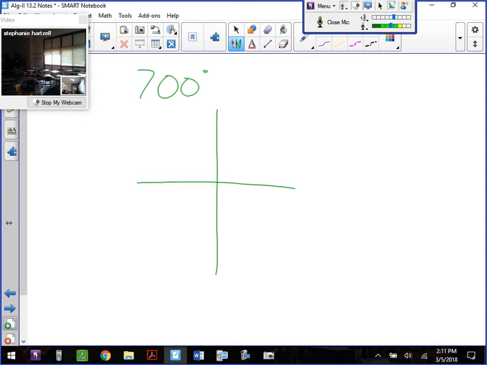700 degrees is positive, so I'm going to go counterclockwise. 1 revolution is how much? 360. Then if I go to here, it's 540. If I did 2 full revolutions, it would have been how much? 720, which means how far off am I from here? 20. Everybody okay with that? You're just counting by 360s.